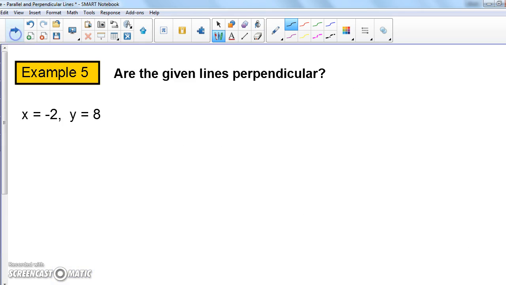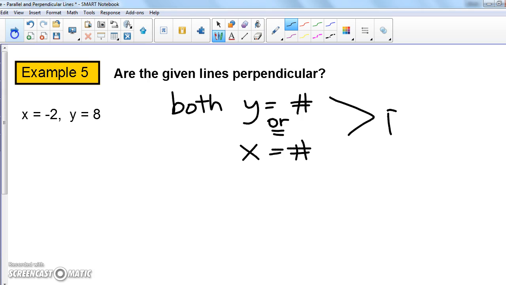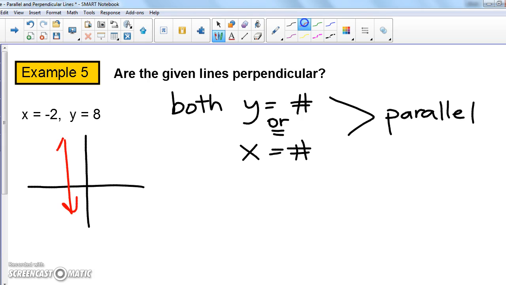Okay. Let's take a look at number 5. Number 5 says, are the given lines perpendicular? So once again, we have these weird, vertical and horizontal lines. And if you remember what I said previously, if they're both y equals a number or both x equals a number, they're parallel. But if you look at these two, if I graph this, x equals -2 looks like this, y equals 8 looks like this.